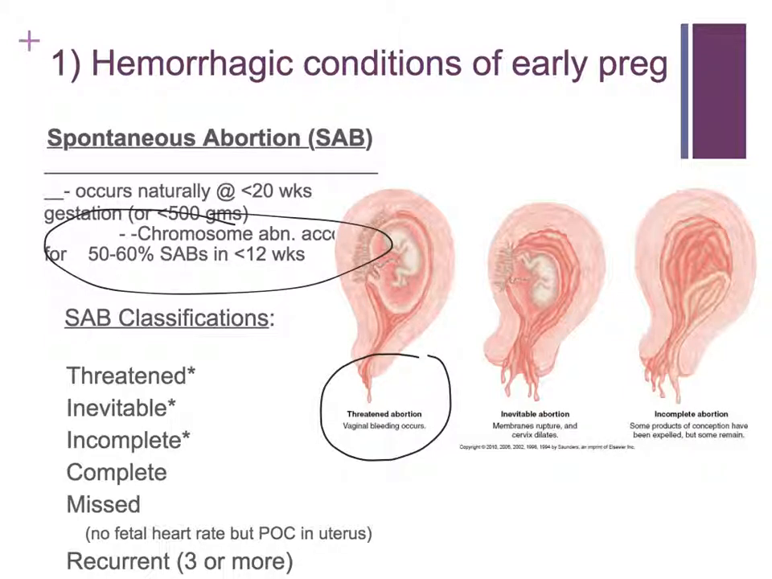All right, inevitable means that her membranes have ruptured, her cervix is dilated. It's inevitable that this will be a miscarriage. Incomplete means the fetus has passed, but the placenta is still there. This woman may pass the placenta on her own, or she may need to have a D&C, which we'll talk about, which is removing the contents under surgery.